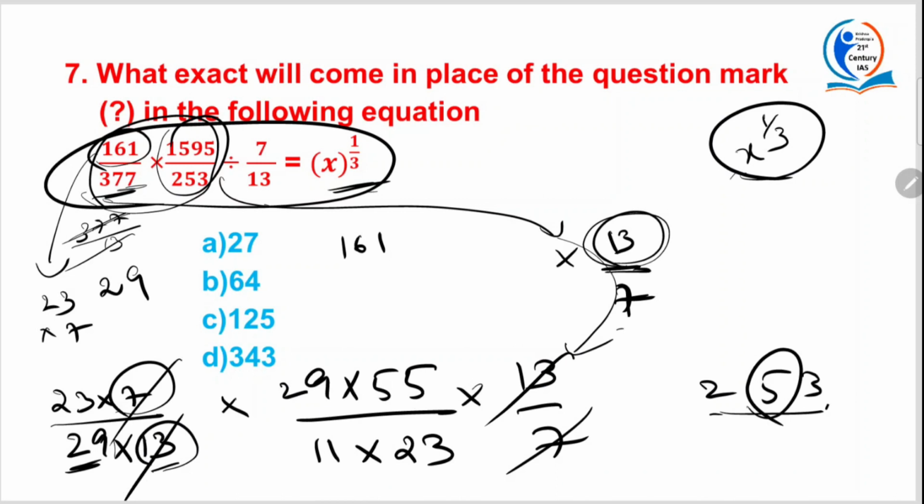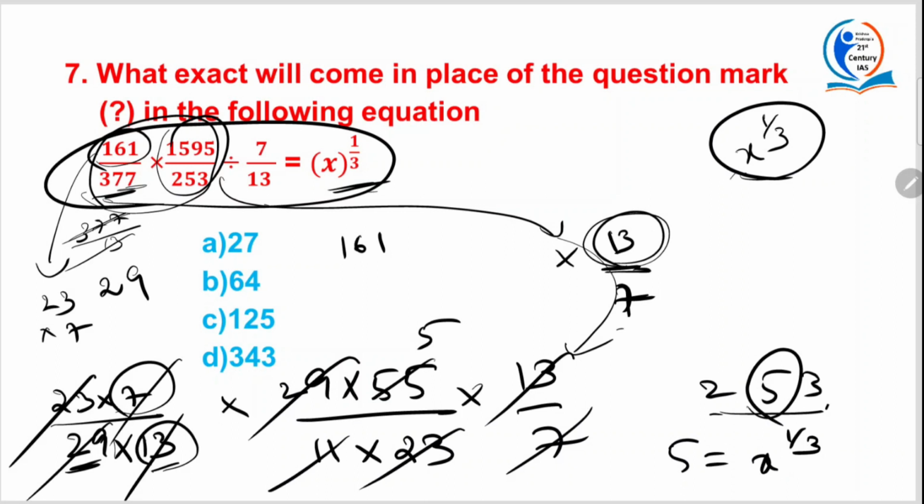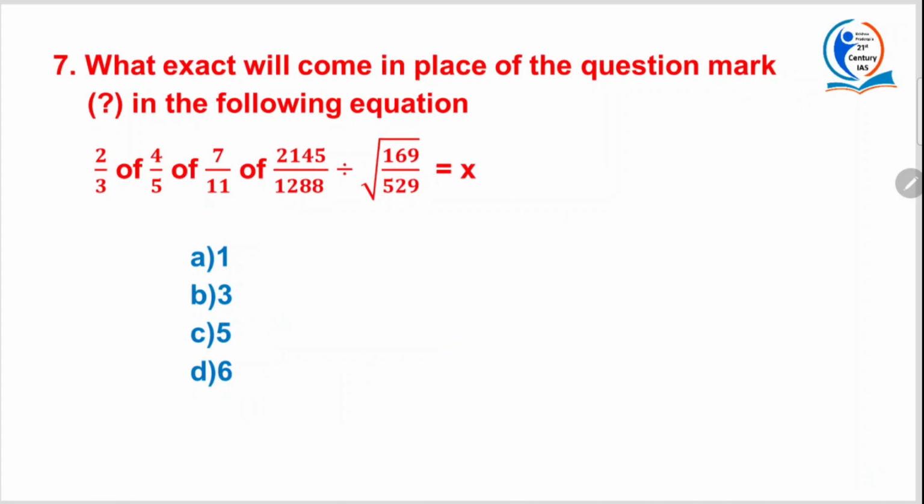7, 7, 13, 13, 29, 29, 23, 23. It's fun, no? Cancelling these numbers, 11 ones, 11 fives. So 5 is equal to x power 1 by 3. X is equal to, if this 1 by 3 goes to this side, it will become cube. Okay, so x is equal to 125 is the answer. So C is the answer, alright?